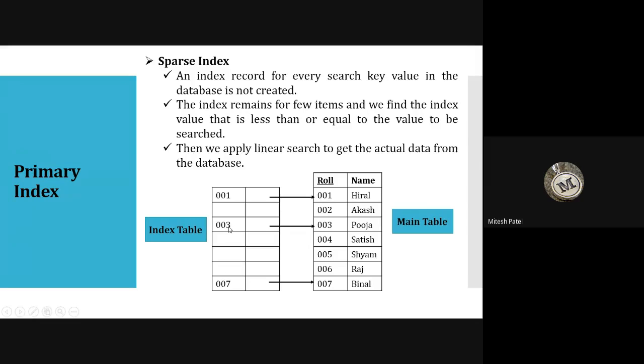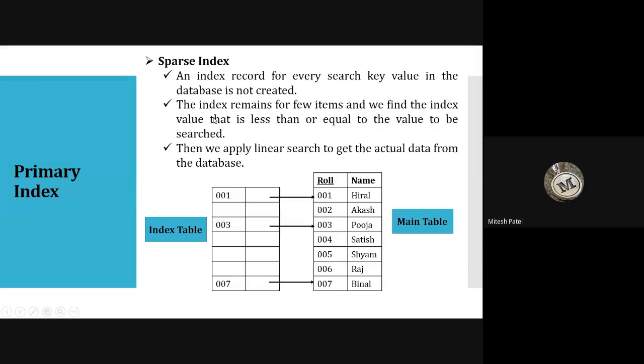If we search for the 4, then first we will have to look up the index table. If 4 is greater than 3, then we can find the next index, 7. 4 is less than 7, so we can go into the third, and we will go to the main table and search for the 4 as a key.